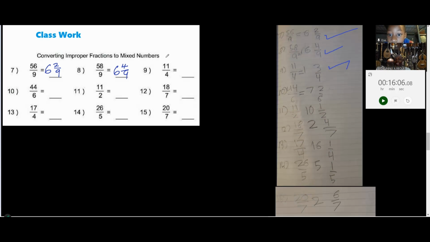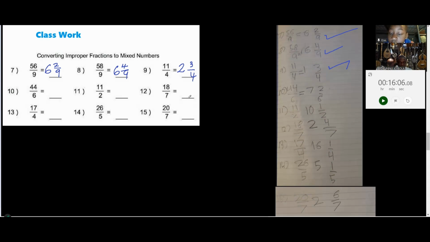Let me show you the mistake. How many times can 4 go in 11? Isn't it 2 times? That's 8, right? I mean that 3 over 4. You got a 3 over 4. This is good. But you put 1 instead of 2. Is that clear now?